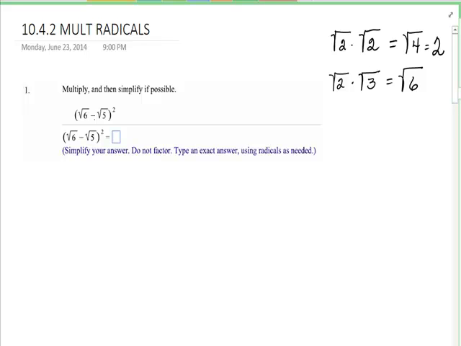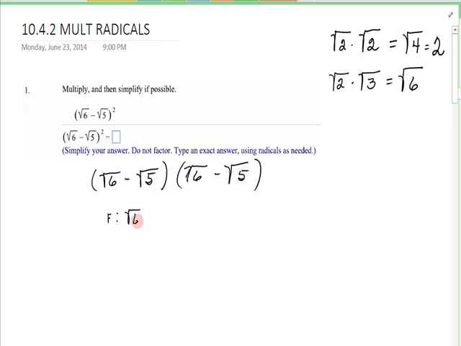All right, let's take a look at our first example. We have the square root of 6 minus the square root of 5, quantity squared, which means times itself. I'm sorry that my radical signs are kind of messy. I'm going to do this by FOIL because although these are not polynomials, they behave just like them. So this behaves like multiplying two binomials.